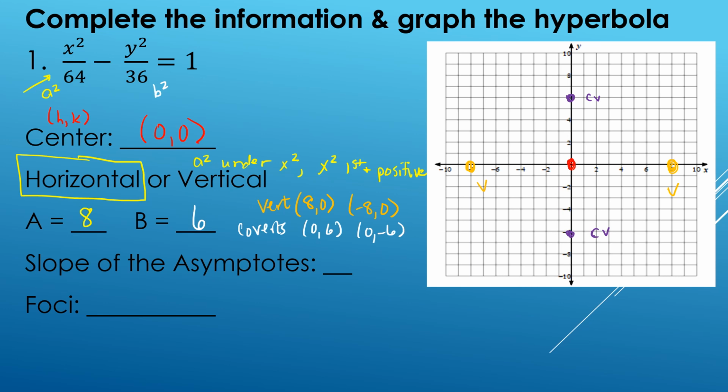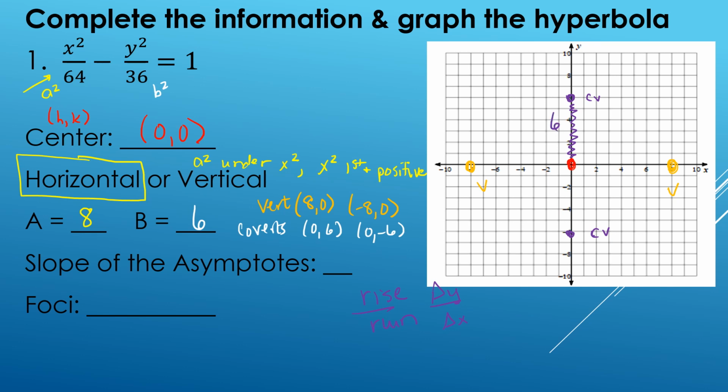And now, in order to determine the slope of the asymptotes as well as the foci, we are going to use our a and our b values to help us get the slope of the asymptotes as well as then determine our foci. So what we're going to do is look at the distance that we traveled. Remember, slope is always your rise over your run, or the change in the y values divided by the change in the x's. So from the center, I travel up in this case, 6 units.